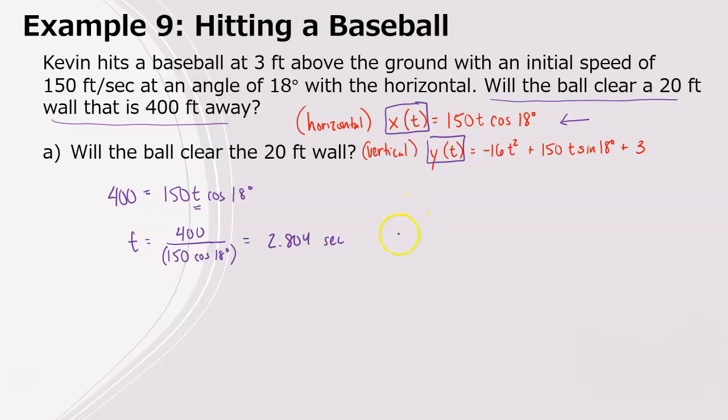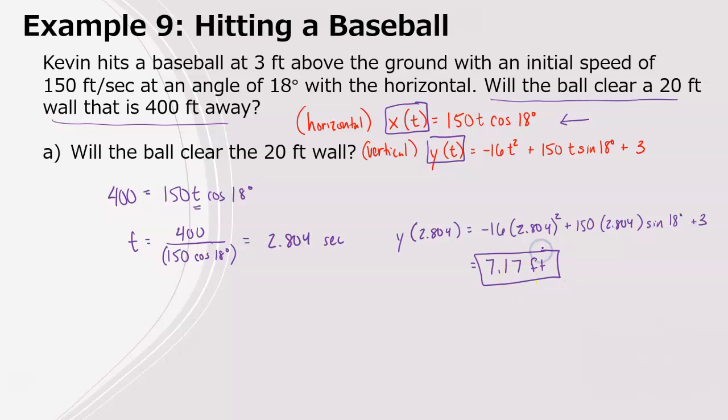So now we're going to put that time into the other function. Whoops, I forgot my square, so if you caught that, thank you. By plugging this in, this is going to tell us the height of the ball after 2.804 seconds. And when you plug that in your calculator, you get 7.17 feet. So after 2.8 seconds, the ball is coming back down, but it's only going to be a little over 7 feet above the ground. So that does not clear the fence. So it is not a home run. Sorry, Kevin. All right, so that's how we would answer part A.